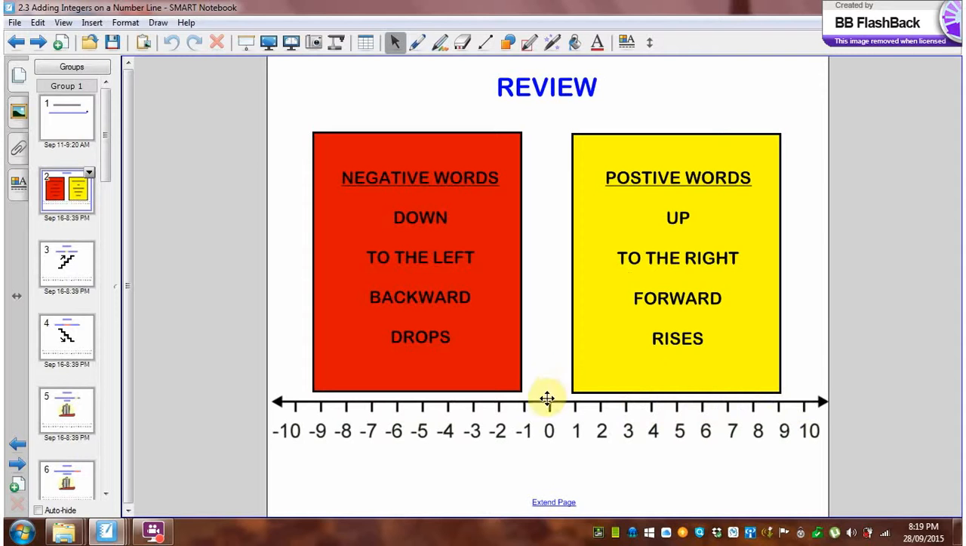For example, if I moved up 5, 1, 2, 3, 4, 5, I would go to the right 5 spaces. If I went down 5, I would go to the left: negative 1, negative 2, negative 3, negative 4, negative 5. So I'm just showing you the directions on the number line, and we'll see more examples following.